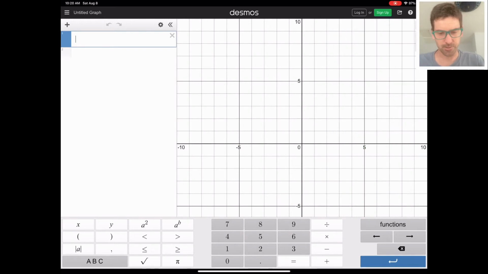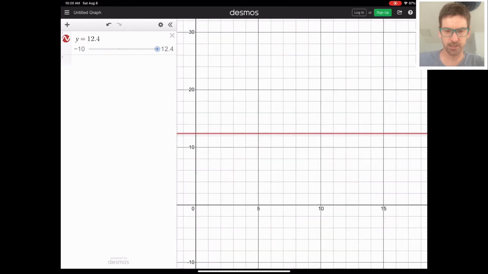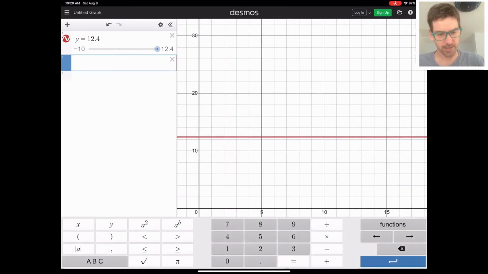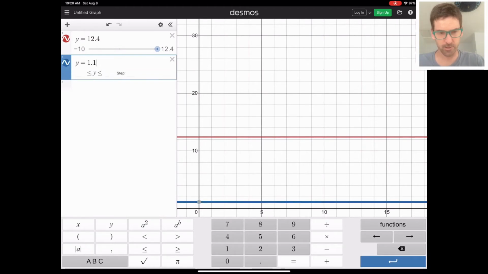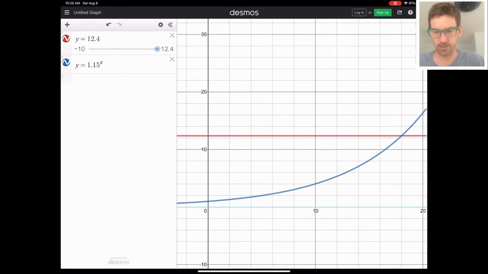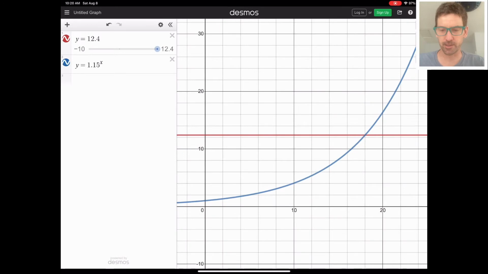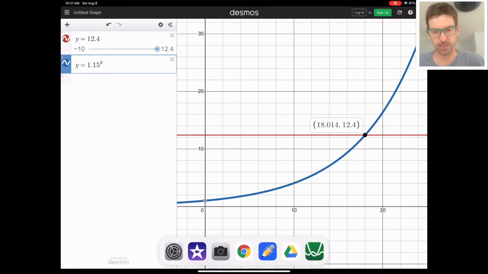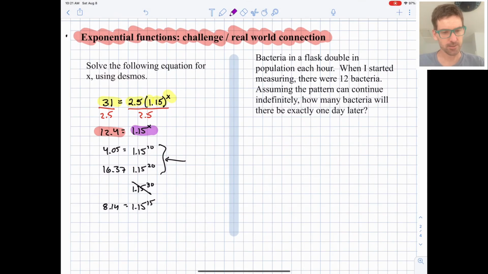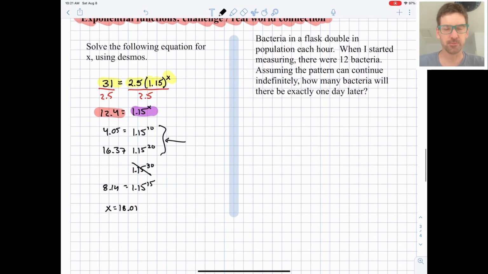So our first one is just y equals 12.4, and that's, like I said, a horizontal line right there. And our second equation is y equals 1.15 to the x. Okay, and so we can see that exponential growth happening right there. And it looks like we have an answer, and 18.014 is when y becomes 12.4. So let's go ahead, and 18.01, we can go back. So it looks like x equals 18.01.